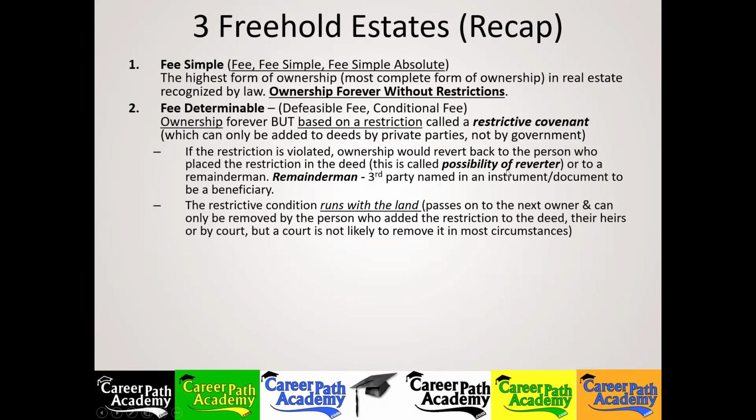Because if you violate the restriction, it is possible that that ownership will revert back to the previous owner or to a remainder man. Now, what is a remainder man? Another word to add to your definition list. It's a third party named in a document, which we'll refer to as an instrument. And an instrument is another word for document. It's a third party named in an instrument to be a beneficiary. So it doesn't necessarily have to be your heirs or come back to you. You could say, hey, if that restriction is violated, it'll go to the neighbor, you know.